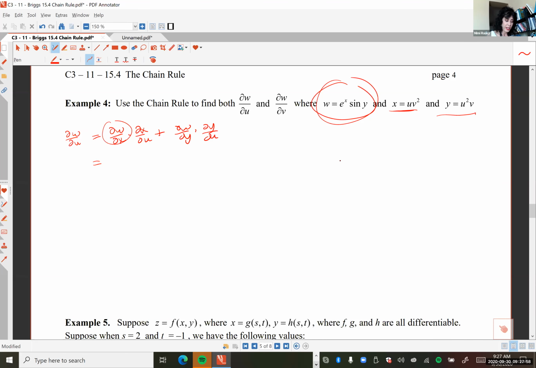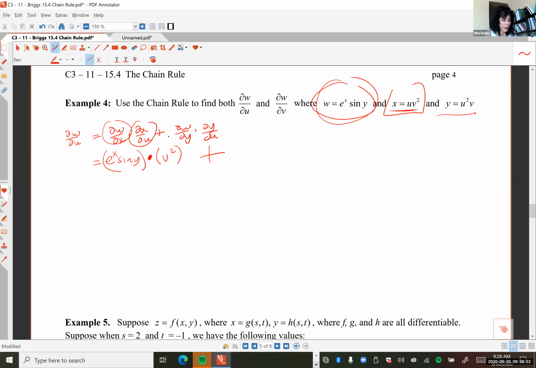Yep, very good, Emily. It is e to the x sine y. Nice. And then you're going to multiply that by dx du. Okay, well look at what is x? X is u times v squared. How would you take the partial of that with respect to u? That means you would hold v constant. Just v squared. Nice. Okay, we're done with that guy.